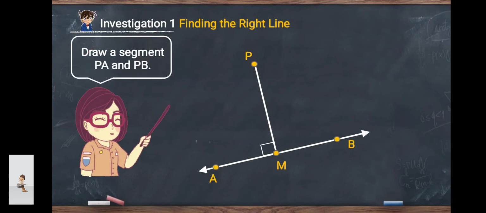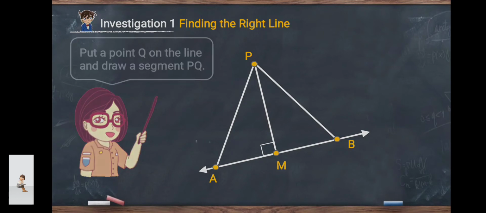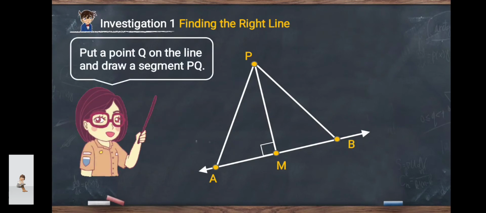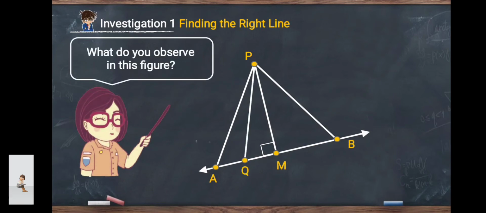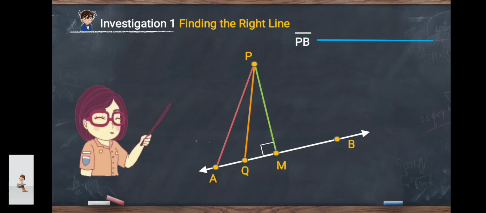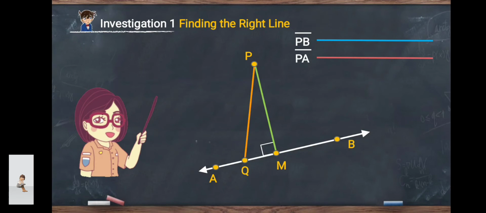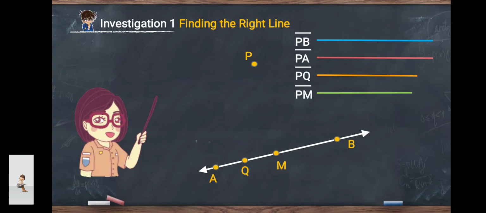Draw a segment PA and PB. Put a point Q on the line and draw a segment PQ. What do you observe in this figure? Let us put different kind of colors in each line segment. Blue for segment PB, pink for segment PA, orange for segment PQ, and green for segment PM.